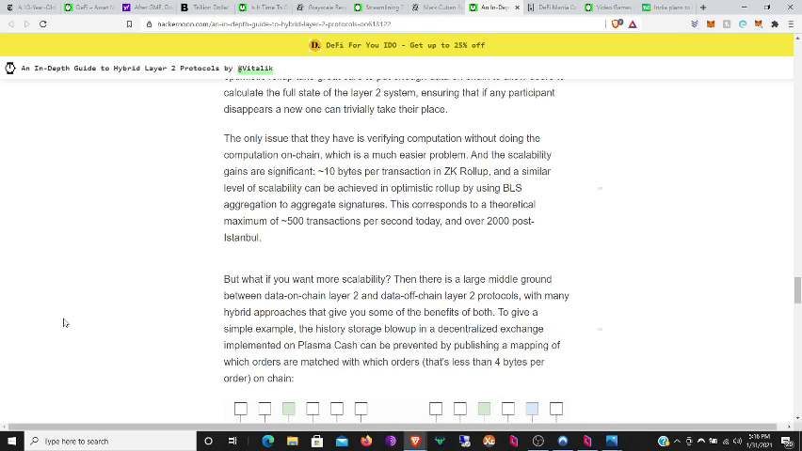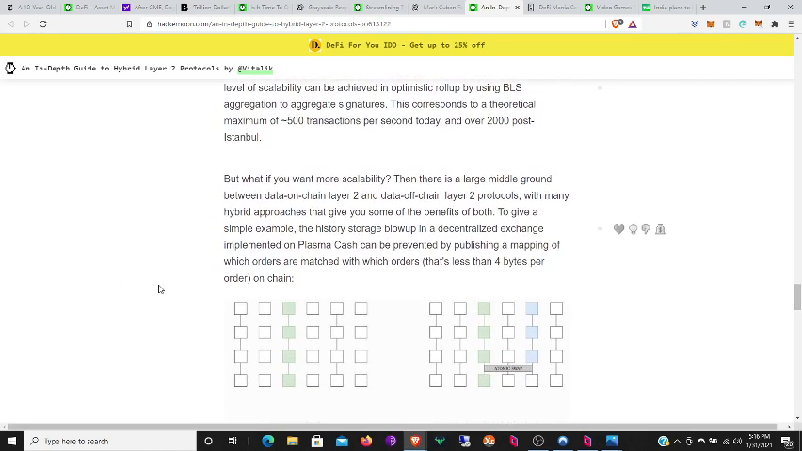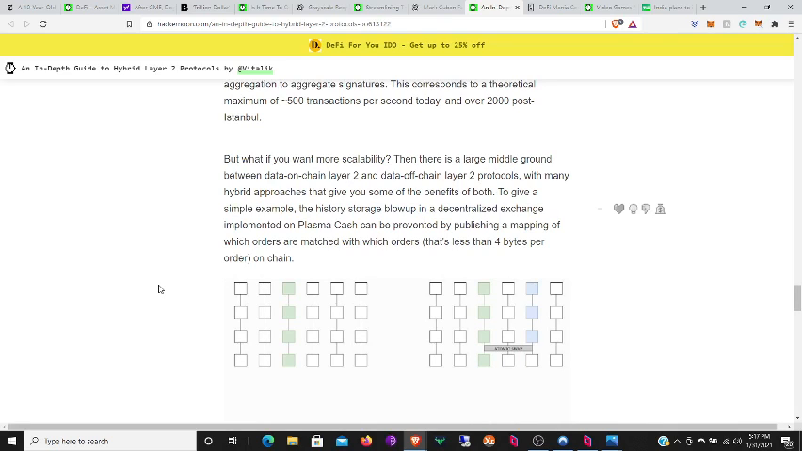10 bytes per transaction in ZK rollups, and a similar level of scalability can be achieved in optimistic rollup by using BLS aggregation to aggregate signatures. This corresponds to a theoretical maximum of 500 transactions per second today, over 2,000 post-Istanbul. But what if you want more scalability? Then there is a large middle ground between data on-chain layer 2 and data off-chain layer 2 protocols, with many hybrid approaches that give you some of the benefits of both.